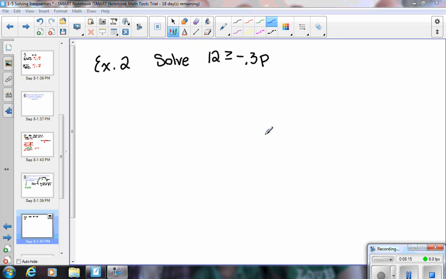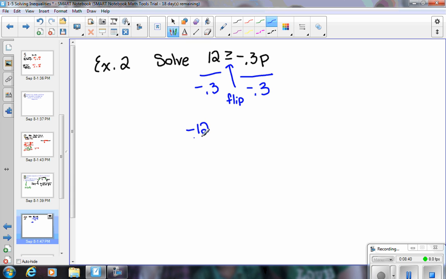So let's try this problem. I want to get the variable by itself, so I need to undo multiplying by negative 0.3. So I'm going to divide by negative 0.3. Now, notice I just divided by a negative, so do not forget to flip the inequality. So we're going to have negative 12 over 0.3. This flips. We get less than or equal to p.